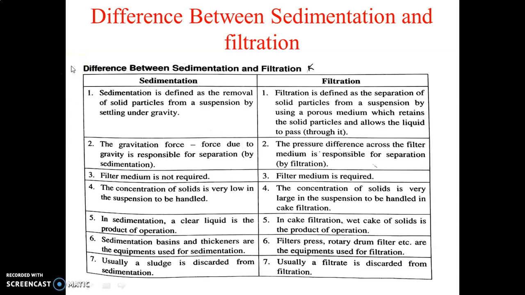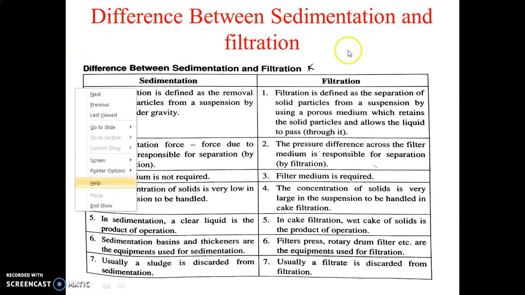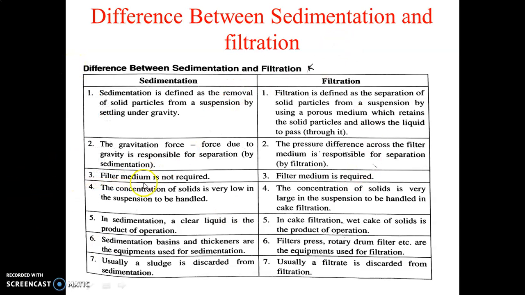Filtration, this chapter we have already studied in unit number 4. So sedimentation is defined as the removal of solid particles from suspension by settling under gravity. So by means of gravity, we are removing the solid material. In case of filtration, we are removing the solids, but by using a porous medium. The porous medium, that means filter medium, we can use to separate the solid particles and liquid. So this is the first point.